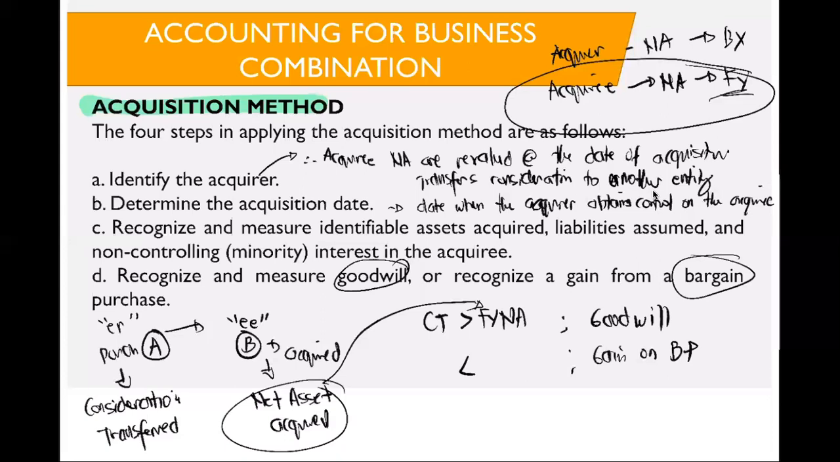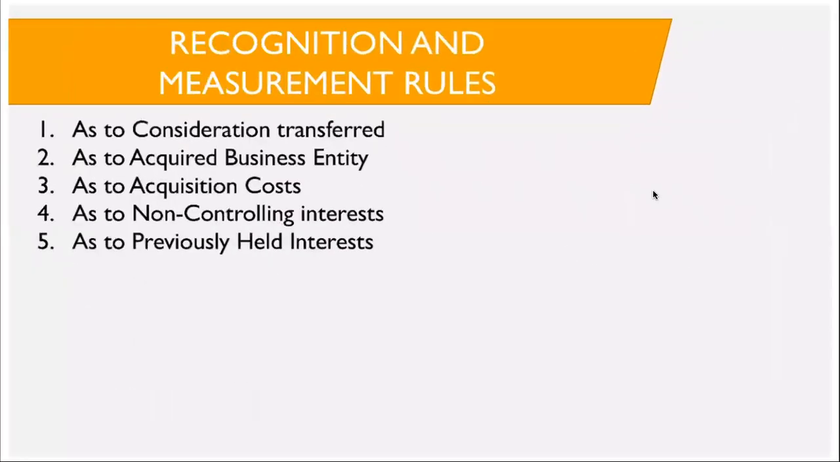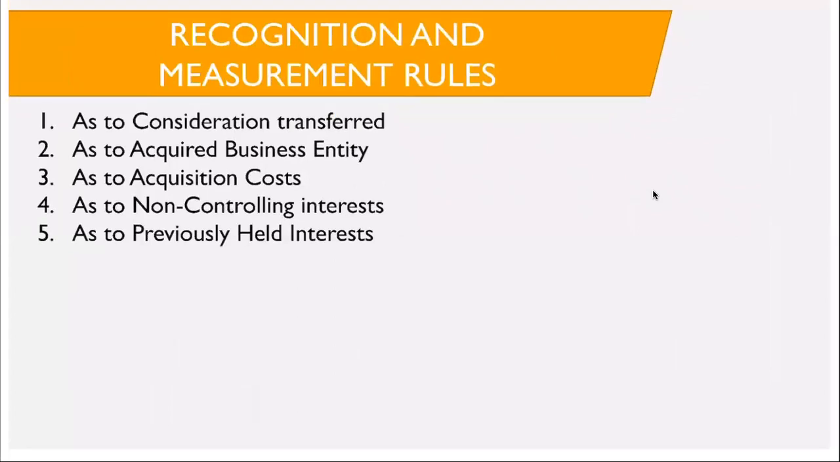So our main problem in your accounting for business combination is the recognition and measurement of the net asset and consideration, including the recognition of goodwill or gain on bargain purchase. Because it is easy to know who is the acquirer, and the acquisition date is also easy to know as long as you already had control. Our main problem is the recognition and measurement. Hence, we now proceed to our next topic or our next slide, that is your recognition and measurement rules.